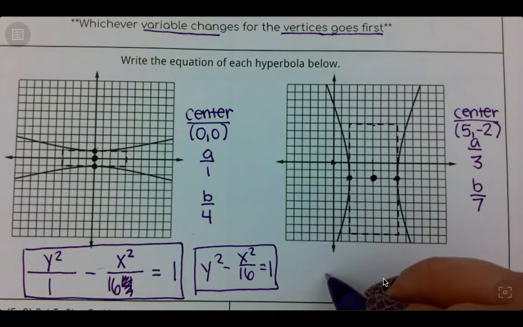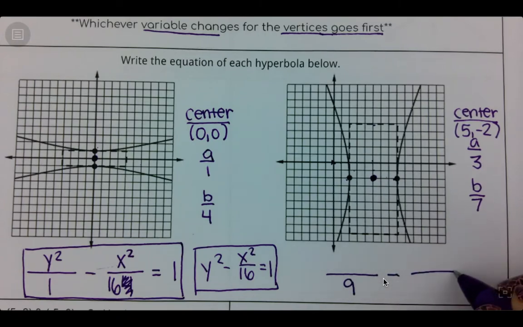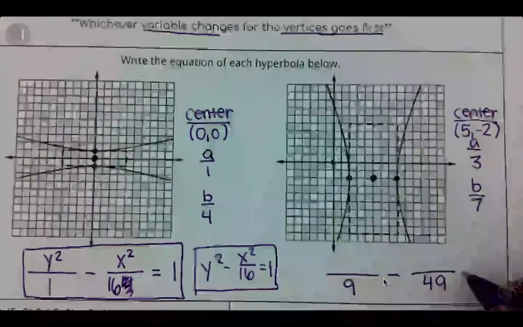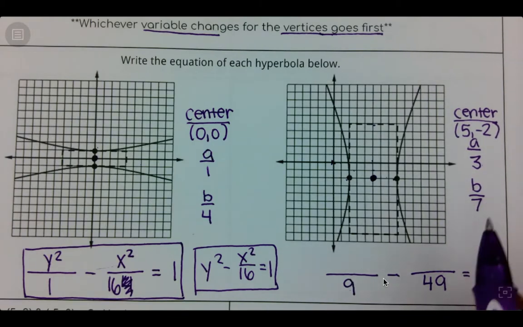Going to come down here. A squared goes underneath the first fraction. B squared goes underneath the second fraction. A always goes first. B always goes second.